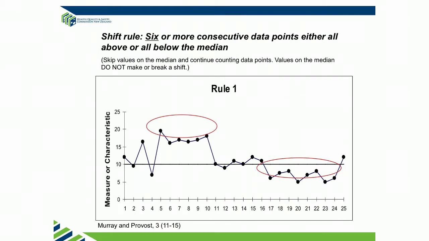So shift, what we call a shift, is 6 or more consecutive points, either all above or below the median. What it's telling is there is a shift in the process. That's all it's telling you, right? So that's rule 1, 6 points on either side of the median. And you need to note this point here, which is if a point is on the median, that is not counted towards those 6 points. You don't use that point. It should not be on the line. So be careful about that caveat there.